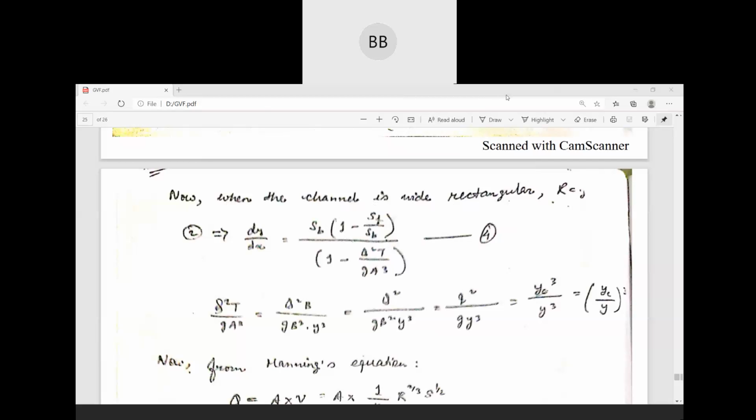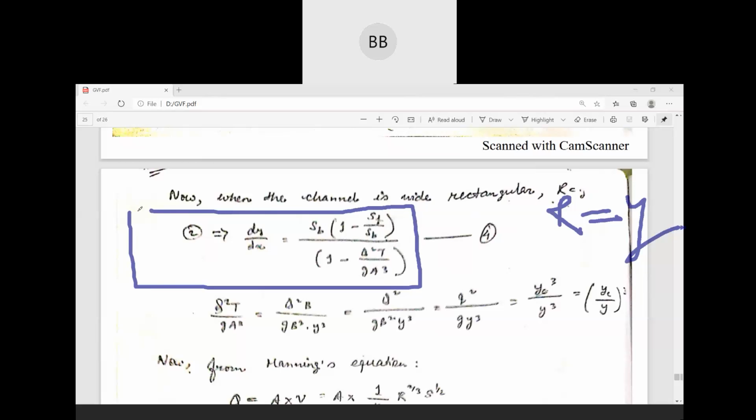Your hydraulic mean depth is equal to depth of flow. So you can substitute those things here using your dynamic equation. This is our general dynamic equation: dy by dx is equal to Sb, we have taken common here. It's up to you which expression you want to use.